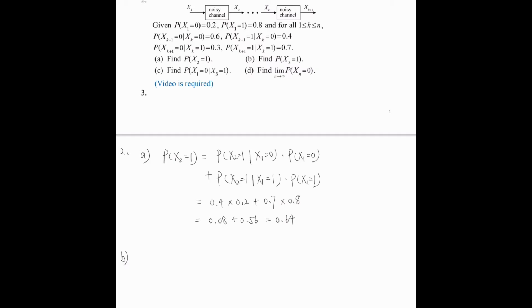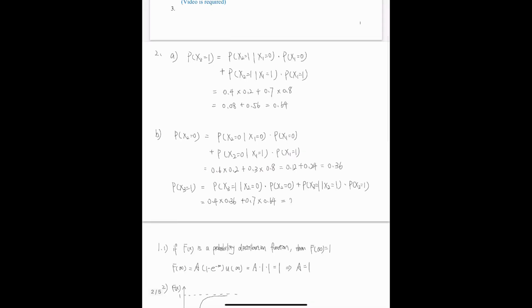Problem B is find the probability of x3 equals 1. First, we need to find the probability of x2 equals 0, which is the same way as problem A: probability of x2 equals 0 given x1 equals 0 times probability of x1 equals 0, plus probability of x2 equals 0 given x1 equals 1 times probability of x1 equals 1, which is 0.6 times 0.2 plus 0.3 times 0.8 equals 0.12 plus 0.24 is 0.36.